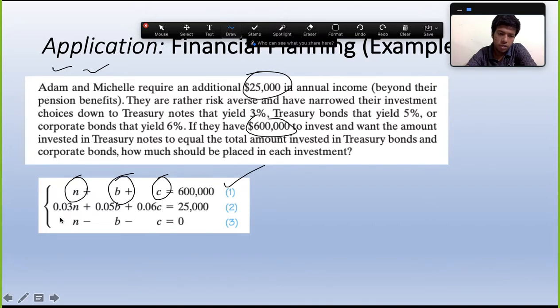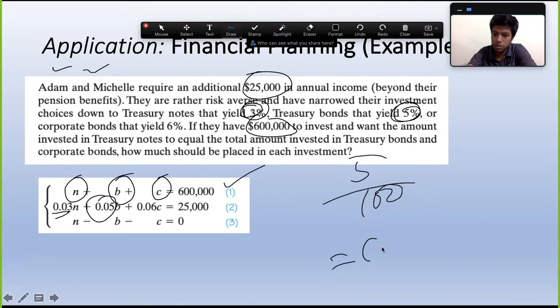Now, from the treasury notes, they want to invest 3%. 3% treasury notes. 5% treasury bonds. That's why 0.05. 5 divided by percent. Percent means divided by 100. This is equal to 0.05. This is how 0.05 comes, 0.06 comes. This equal to this. So this is the equation number 2.